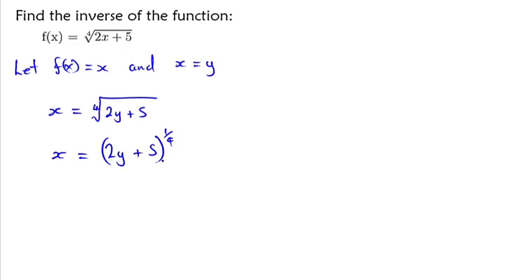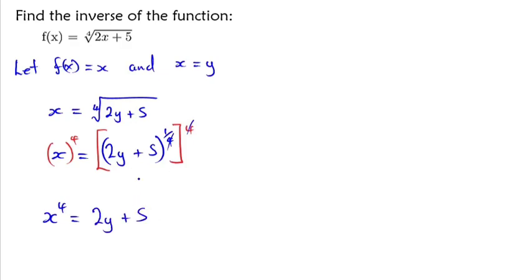Just like square root is 1 over 2, fourth root is 1 over 4. So to get rid of this 1 over 4, I'll need to raise both sides to the power 4. So raise that to the power 4, raise that to the power 4. So if we do this, what will happen is that on the left hand side, we'll have x raised to the power 4. On the right hand side, 1 over 4 times 4. This 4 and this 4 just cancels out, leaving us with only 2y plus 5.